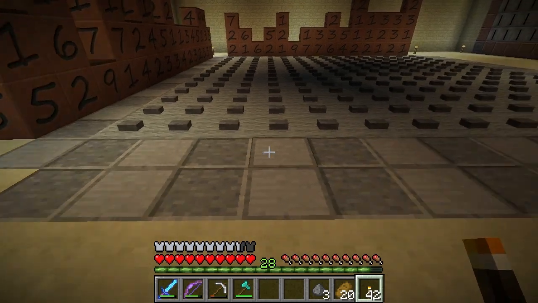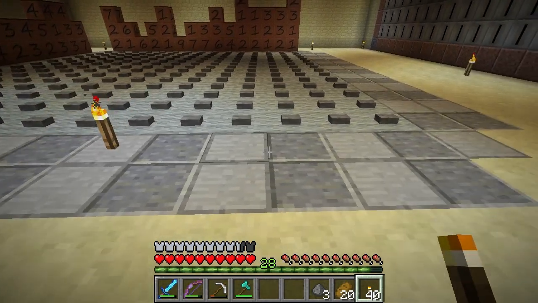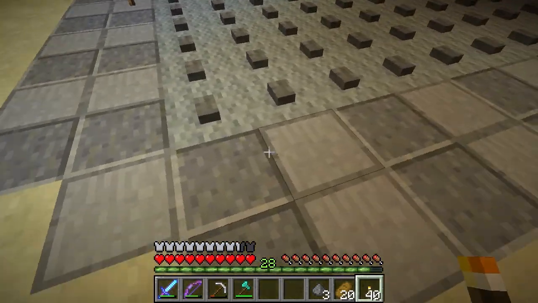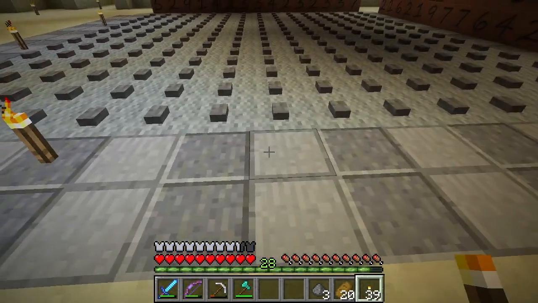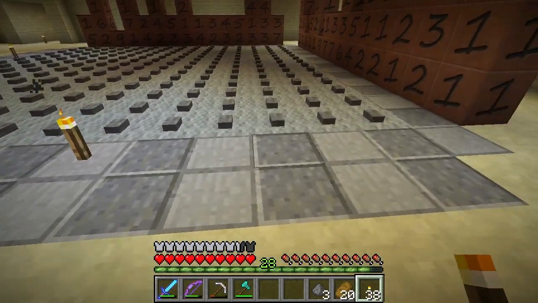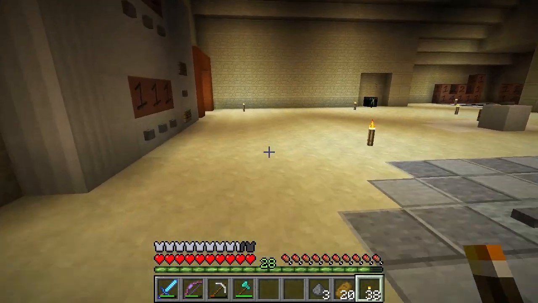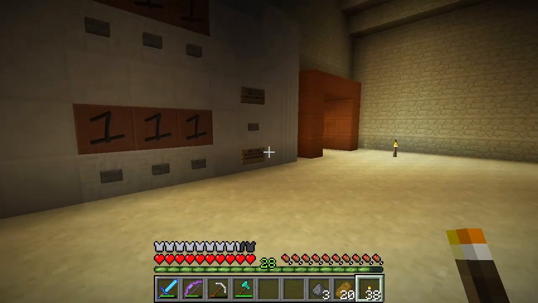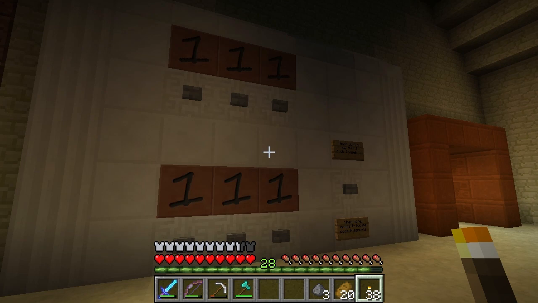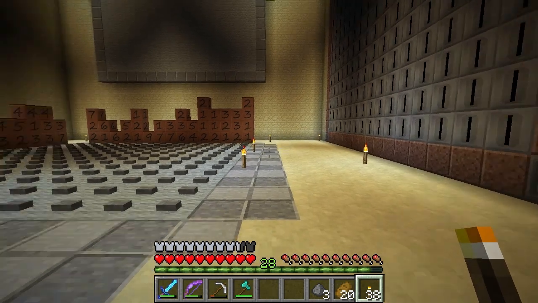1, 2, 3, 4, 5, and so on, counting off in groups of five. I like having the row, and I like having the grid lines. Now, what are these for? What are those for?